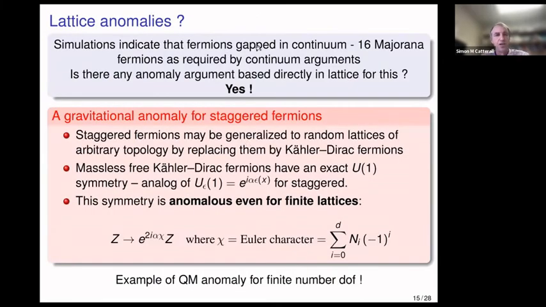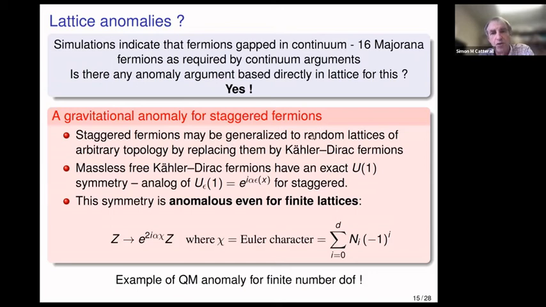So the simulations certainly indicate that you can gap fermions in this particular model, providing you have 16 of them, and that's what we saw came from continuum arguments. But you might ask, is there any way I can get at those anomalies directly using lattice ideas? And the answer is yes. I said before that some of the continuum calculations basically look at gravitational anomalies for free fermions. And so one can try to do the same thing here.